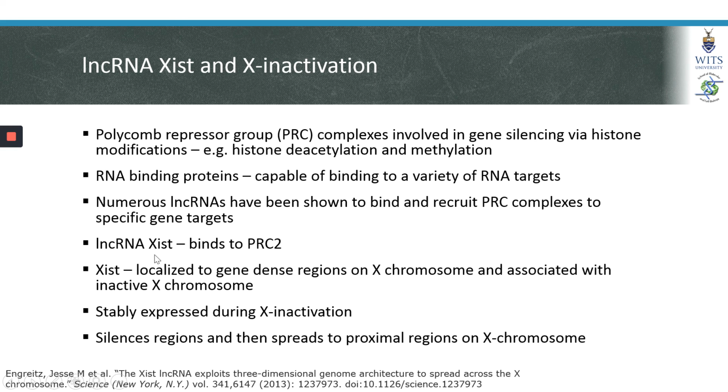Therefore, the localization of XIST is important because since it can bind to and recruit PRC2 to a specific part of the genome, PRC2 will be involved in remodeling the DNA that is linked to XIST. LncRNA XIST is localized to gene-dense regions on the X chromosome. So it is transcribed from the X chromosome and it's located in gene-dense regions on this X chromosome. And it specifically is expressed from the inactive X chromosome.